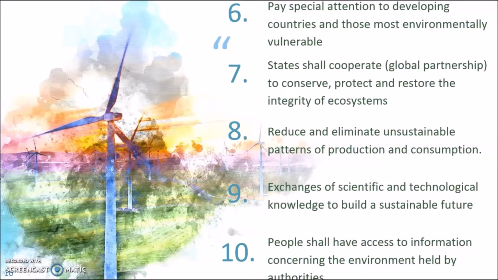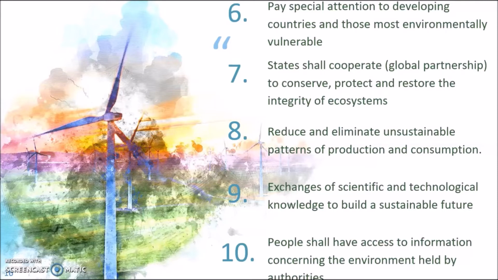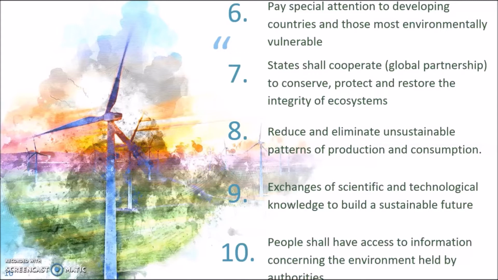Principle number 7 is my favorite because it talks about all the countries being a partnership or working together, cooperating to conserve and preserve the ecosystems. Principle number 8 asks for the industries to eliminate forms of production and consumption that are not aligned with the green agenda. Principle number 9 encourages the exchange of scientific knowledge and technology to solve ecological problems.